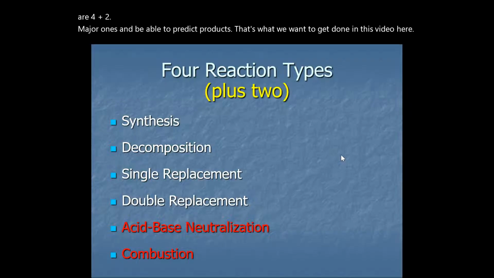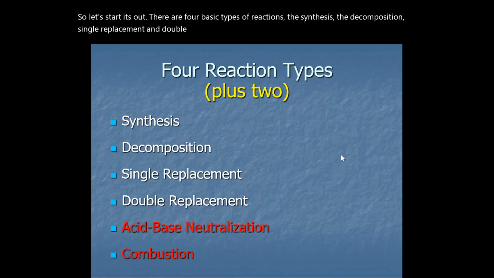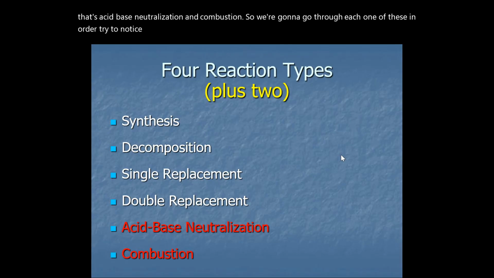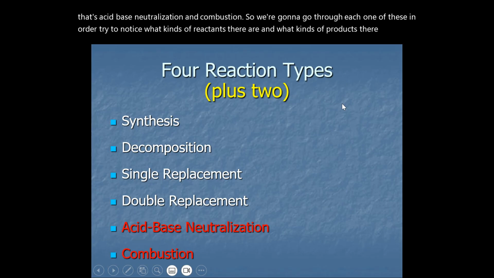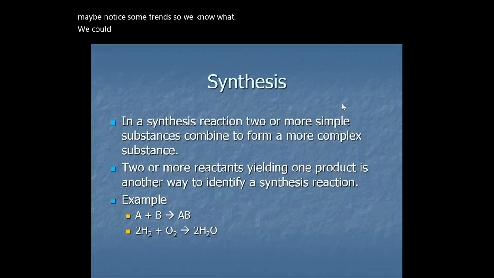So let's start at the top. There are 4 basic types of reactions: the synthesis, the decomposition, single replacement, and double replacement. And then there are 2 specialized reaction types: acid-base neutralization and combustion. So we're going to go through each one of these in order. Try to notice what kinds of reactants there are and what kinds of products there are, and maybe notice some trends so we know how we can predict products.